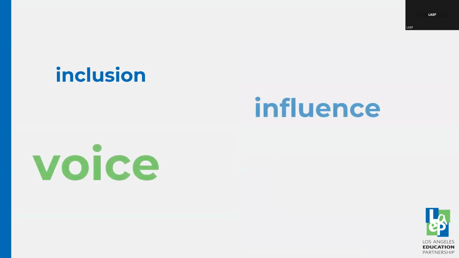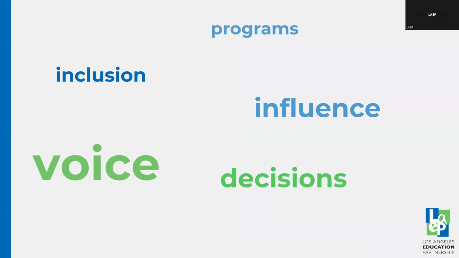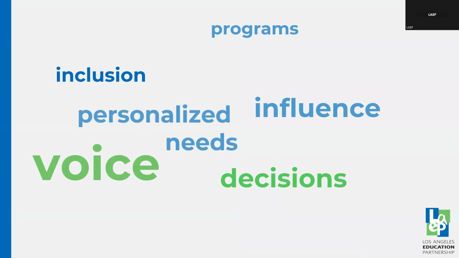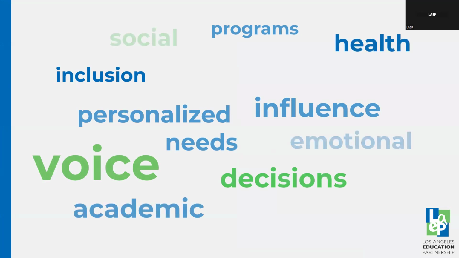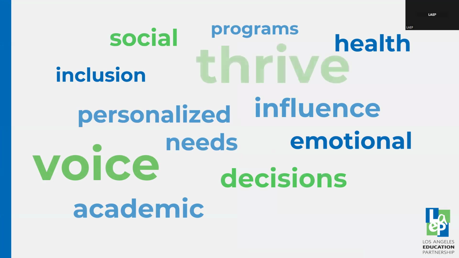Let us start by asking, how is or was your experience in school? Did you, your family, and community feel included and a part of the school? Did you feel like you had influence and voice in how it was run or what decisions were made? Did you have a say in what programs were offered? Did your school meet your personalized needs, such as academic, health, social, or emotional needs? Did you feel like it helped you thrive and succeed?